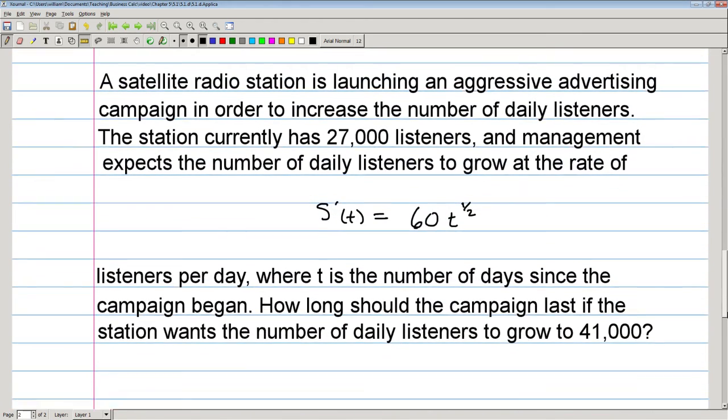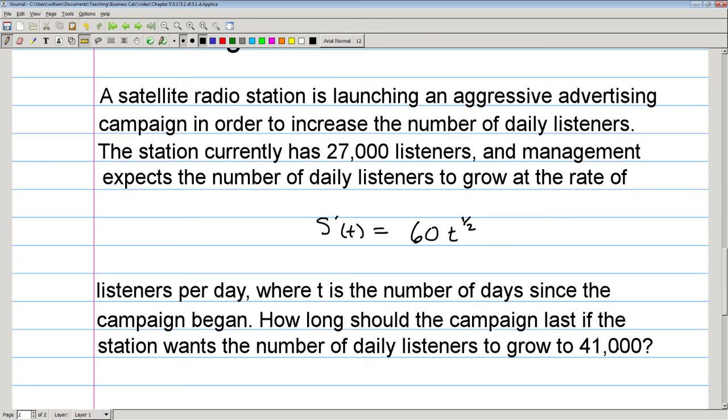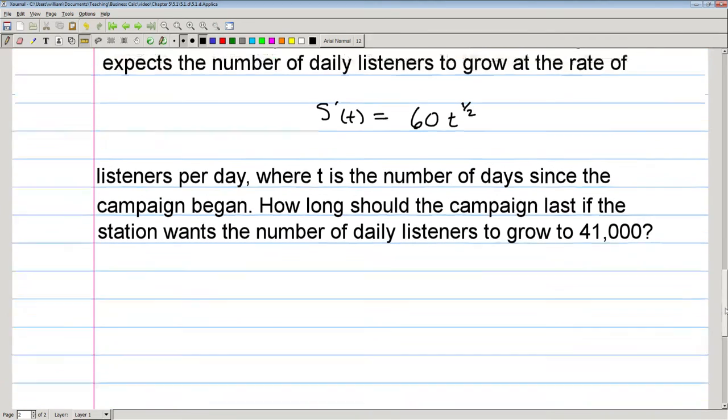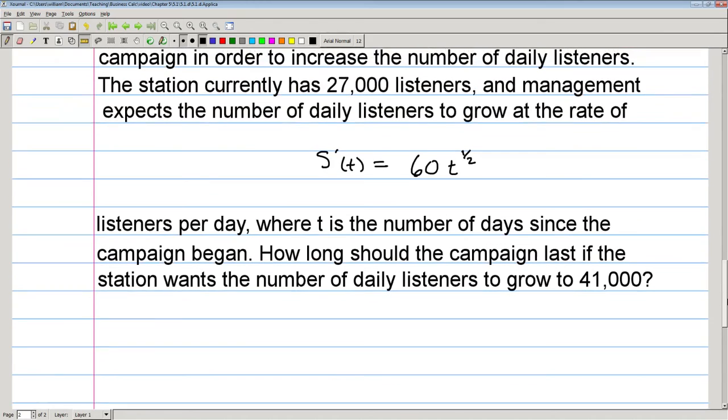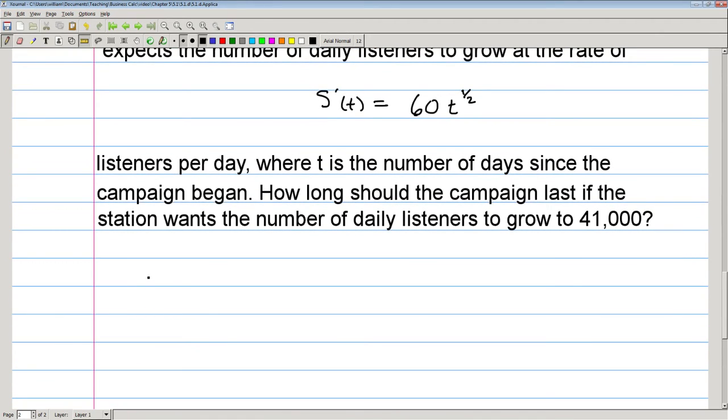Now our satellite radio station is launching our advertising campaign and currently has 27,000 listeners. So when we haven't done the campaign any days, when the number of days is 0, we already had 27,000 listeners. And that is how we're going to determine which of the family of antiderivatives we're going to need. But we know that the rate of change of the number of listeners per day, S prime, is 60 t to the 1/2 power.